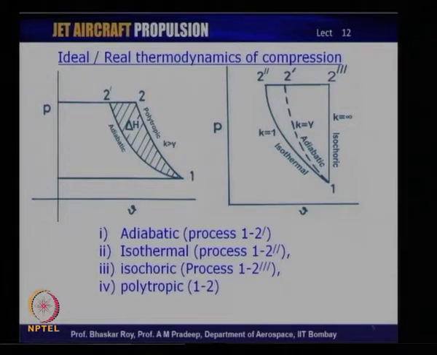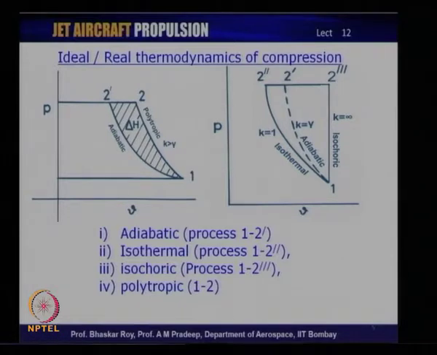Now, on the right hand side, you would see a number of other possibilities. In a PV diagram, you could have a process which is isothermal. In between, we have the process which is adiabatic, the so called ideal process, and the third process, which is a theoretical possibility, is an isochoric process, where the specific volume remains constant and the pressurization goes from 1 to 2 triple prime. So, 1 to 2 double prime is the isothermal process, where the temperature remains constant, and 1 to 2 triple prime is the isochoric process, where the specific volume remains constant.